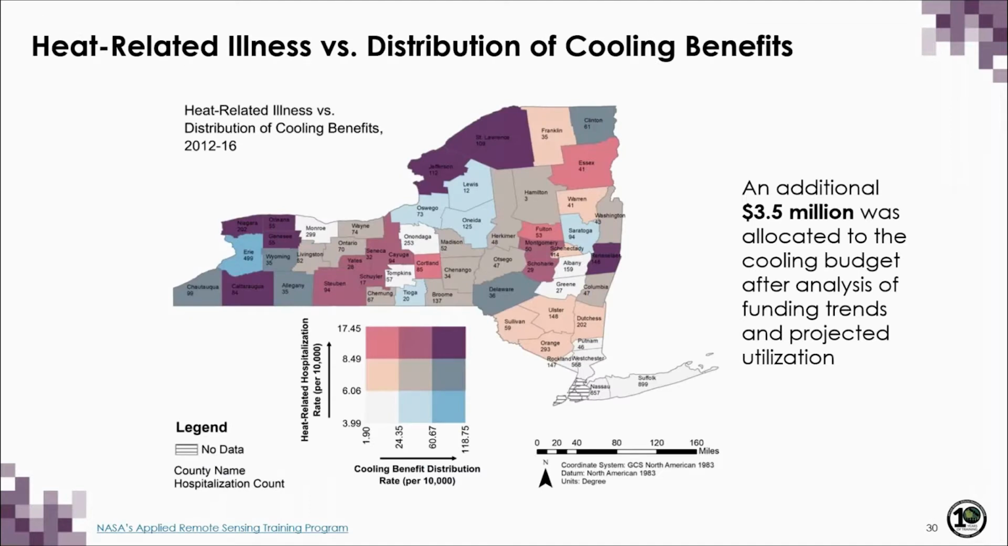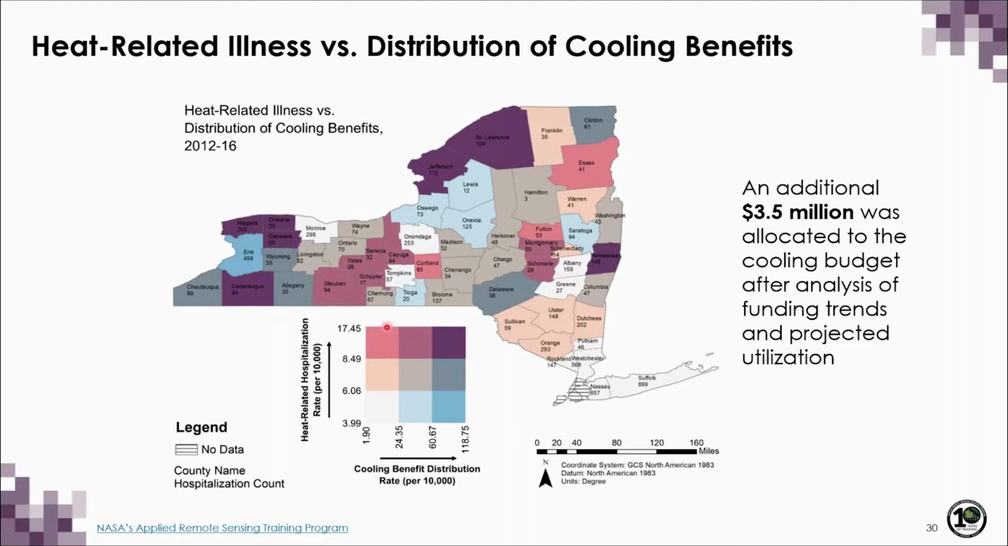What we were able to show was this map, which shows the burden of illness as compared to the amount of allocation. You can see that the diagonal from top right to bottom left shows equitable distribution. So the purple areas are where the burden of illness is high and the cooling benefit is high, so it is corresponding to the burden of illness. And the whitish areas are where the burden of illness is low and the cooling benefit distribution is also low.